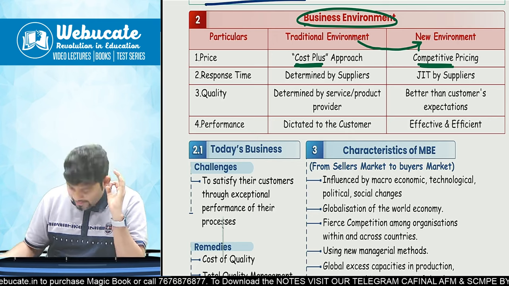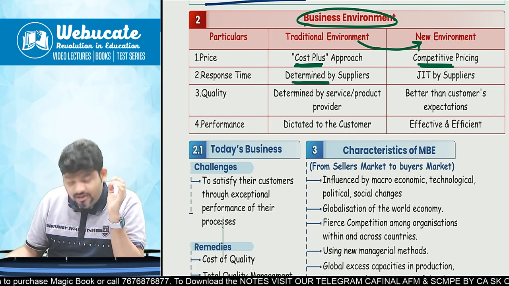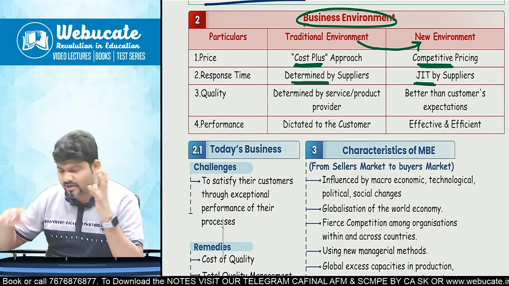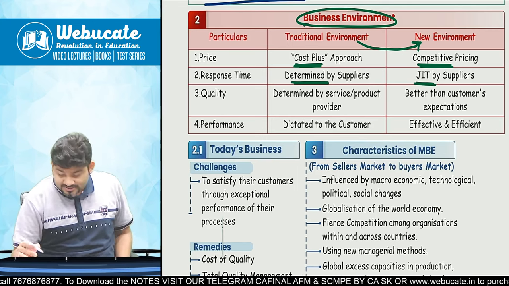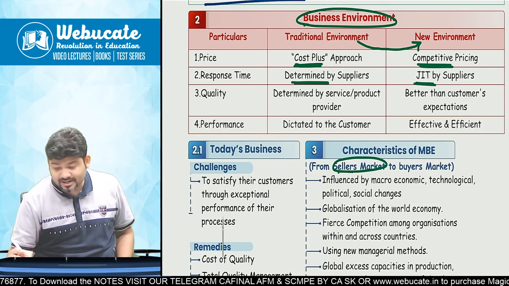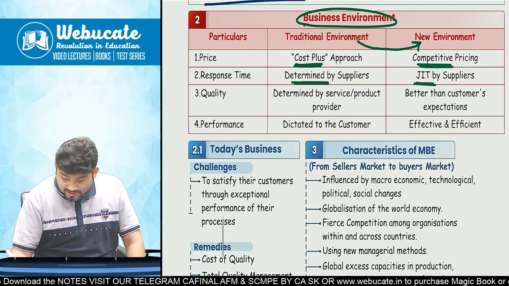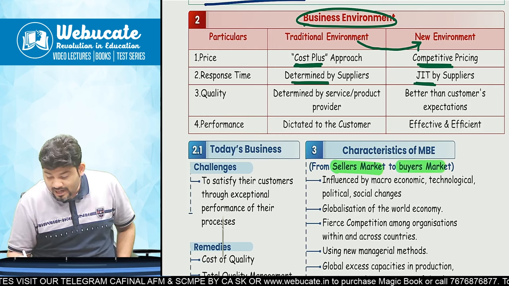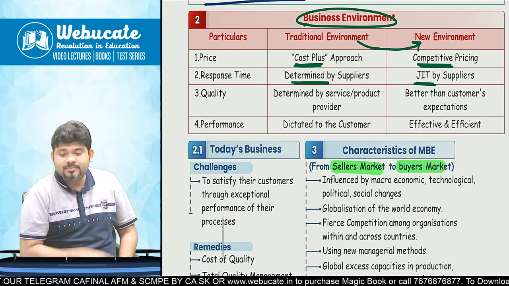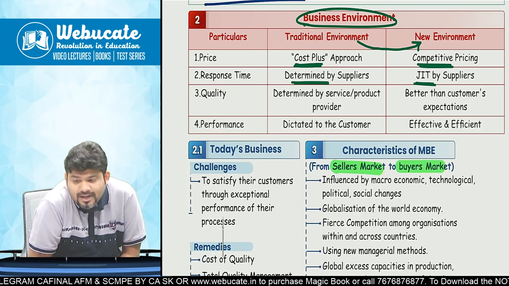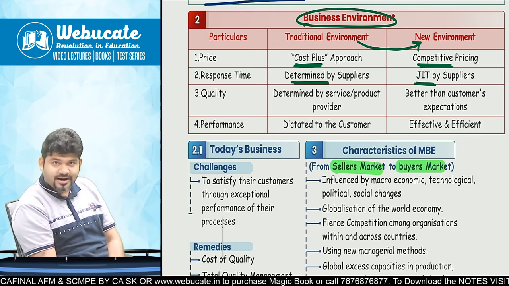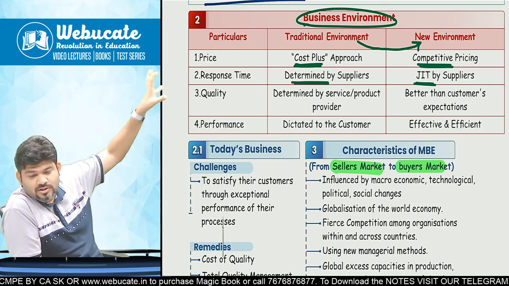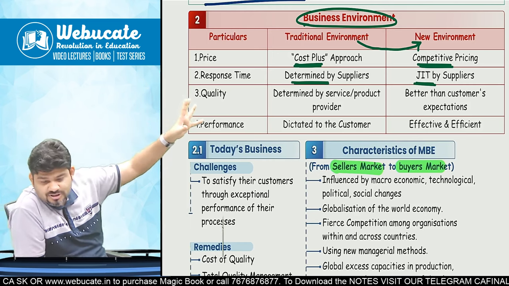Got it? Then, response time was determined by suppliers. But now it is based on JIT. See, what used to happen is, the system used to be a seller's market previously. In the traditional system, the market used to be a seller's market. But now it has become a buyer's market. So from seller's market to buyer's market, see how things have changed. This is what this whole distinction is all about.